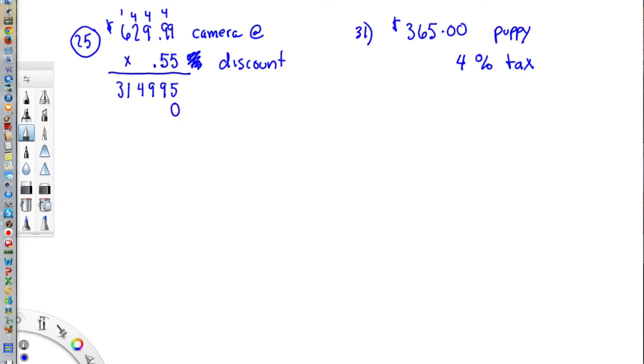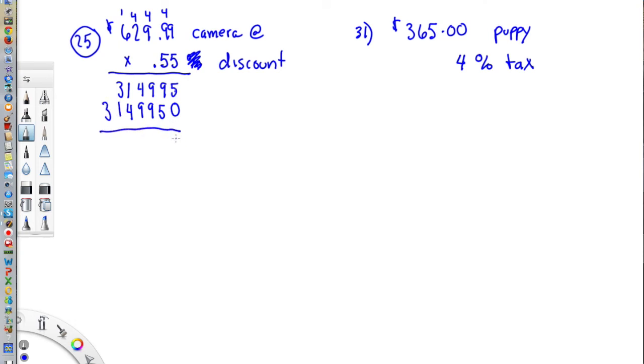Now I use this 5. 5 times 9 is 45. Carry the 4. 5 times 9 is 45 plus the 4 is 49. Carry the 4. 5 times 9 is 45 plus the 4 is 49 again. Carry the 4. 5 times 2 is 10 plus the 4 is 14. Carry the 1. 5 times 6 is 30 plus the 1 is 31.